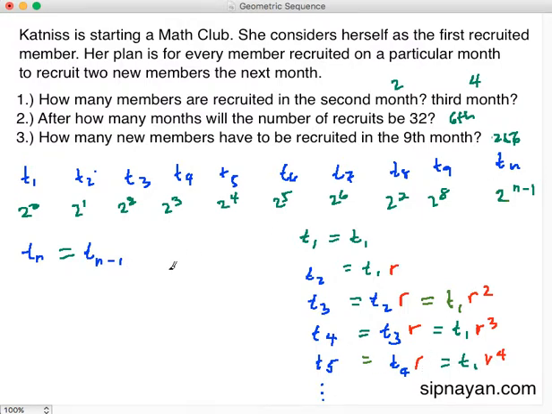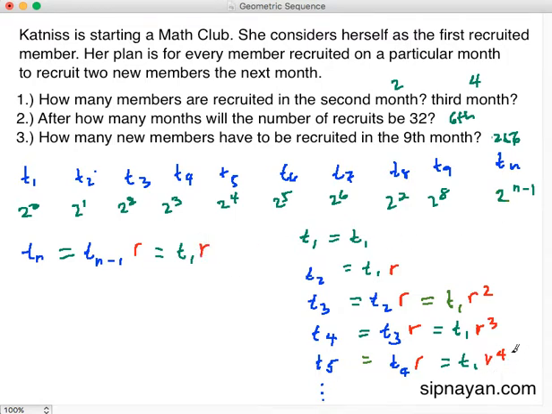Times r. Pero yung t sub n minus 1, pwede siya natin i-express in terms of t sub 1, di ba? So, dito, t sub 1 pa rin siya, kasi constant naman yung t sub 1 natin, di ba? So, this is equal to t sub 1. Tapos, r. Constant yung r. Lahat may r, di ba? From here. R. I should make it red para makita.